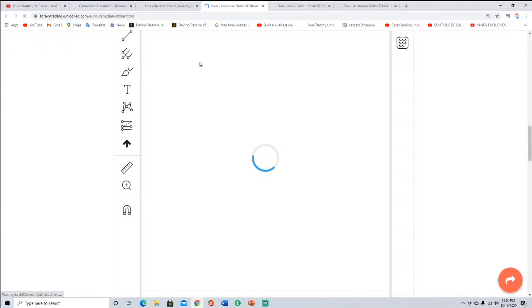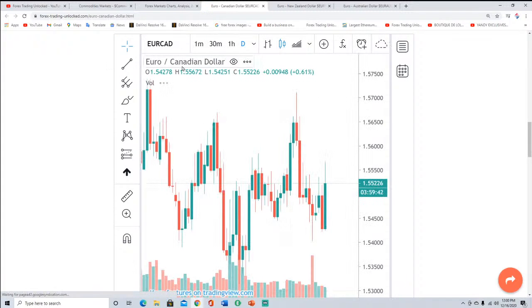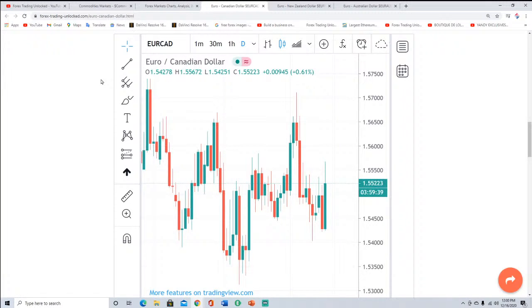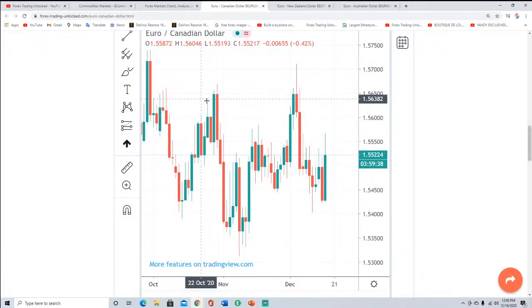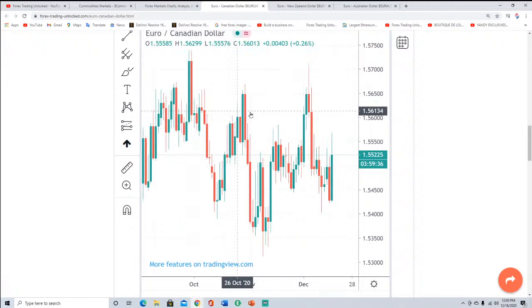So you think that the Euro US dollar, which has been a relentless bull, would look similar to the Euro Canada, and not so. This has been a very wide range trade for quite some time. So what does that mean? Are we bullish? Are we bearish? Yeah, we don't really have much of an opinion on the Euro Canada whatsoever.